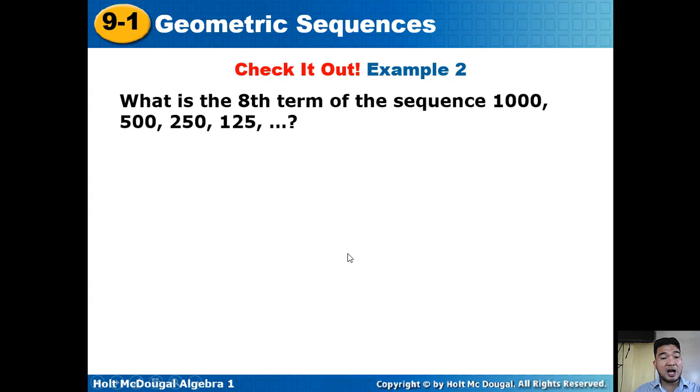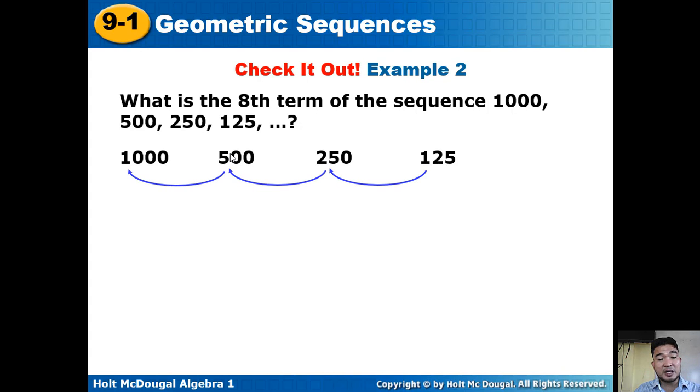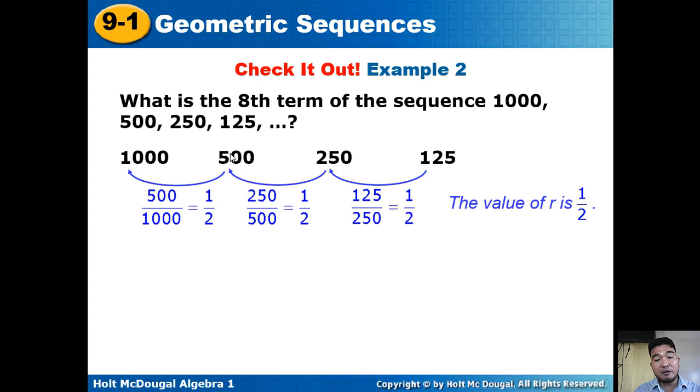So check it out. What is the 8th term of the sequence 1,000, 500, 250, 125? So what we want to know here is the eighth term. So you find first the common ratio by dividing the terms. So you will have 1/2. Since 500 divided by 1,000 is 1/2, 250 by 500 is 1/2, 125 by 250 is 1/2.